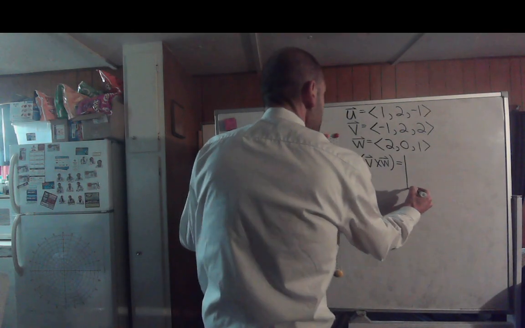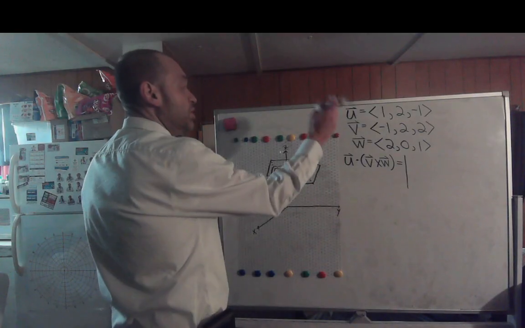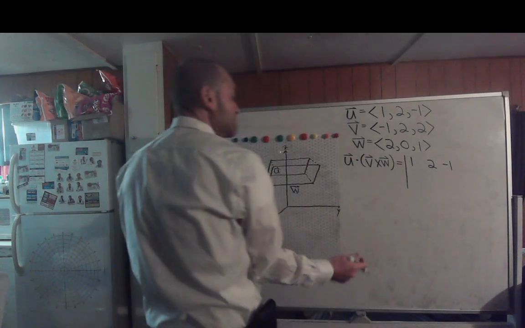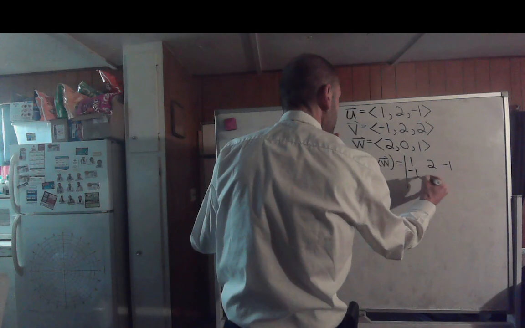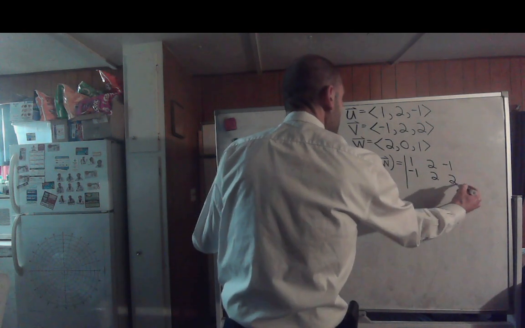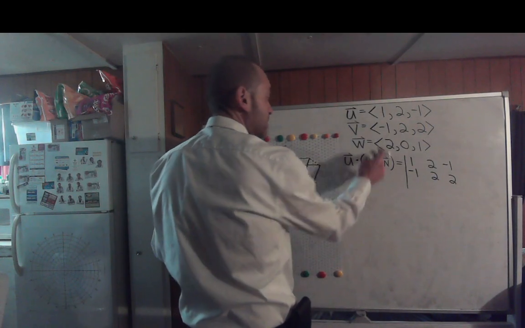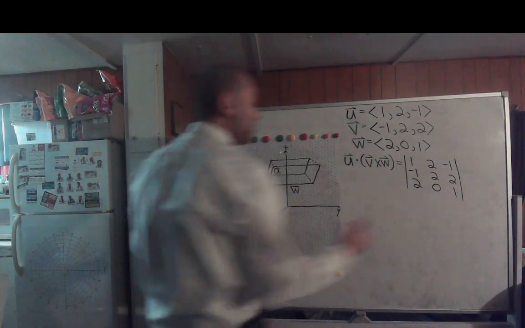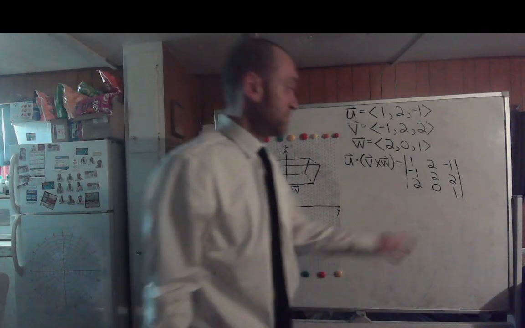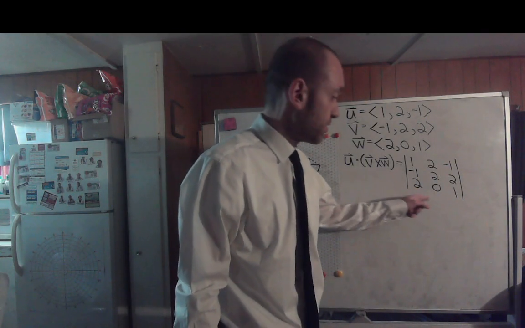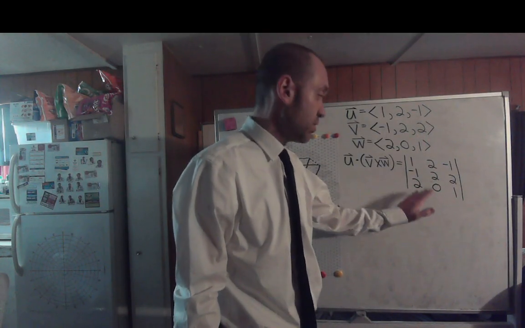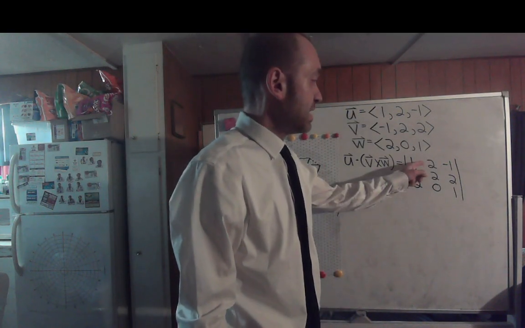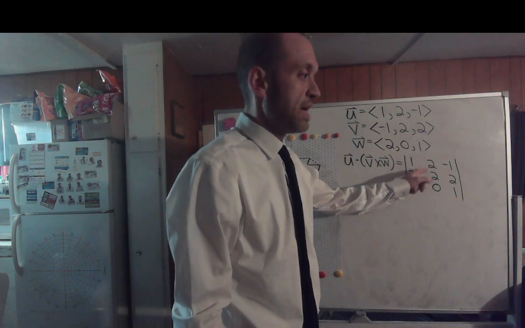So the first row of this determinant is all the components of u, so that's going to be 1, 2, negative 1. Second row, components of v, so negative 1, 2, 2. Third row is going to be components of w, so 2, 0, and 1. Well, notice we have a 0 entry in either, if you want to call it the third row or the second column. I'm going to go down the third row this time, because if I go down the second column, it'll be negative and positive, which would get confusing.